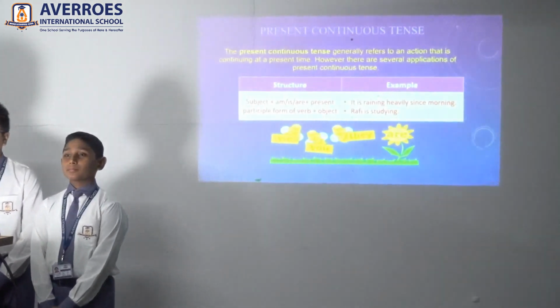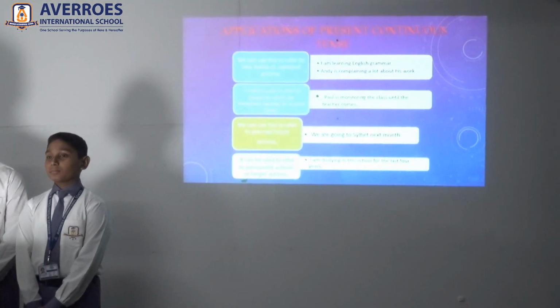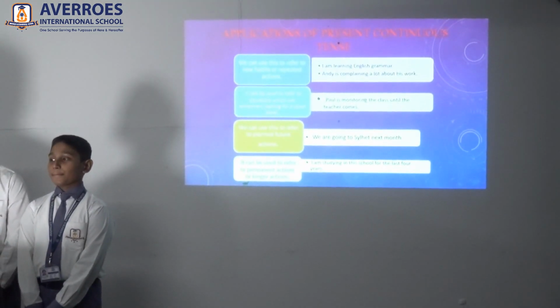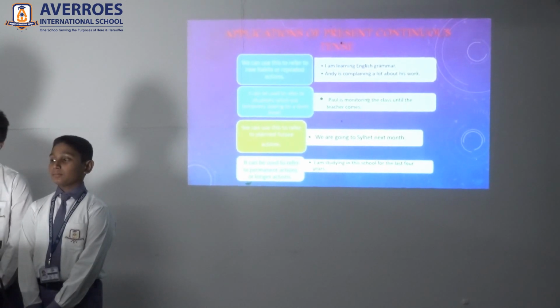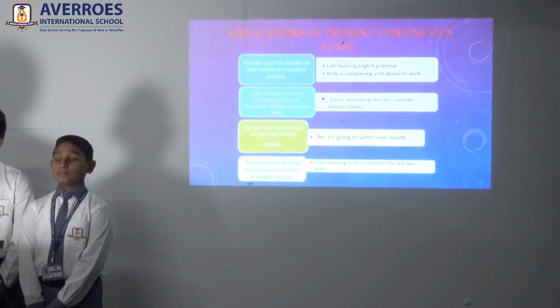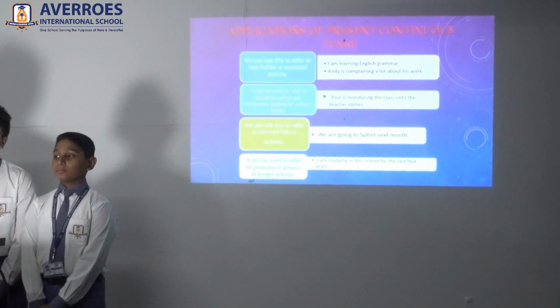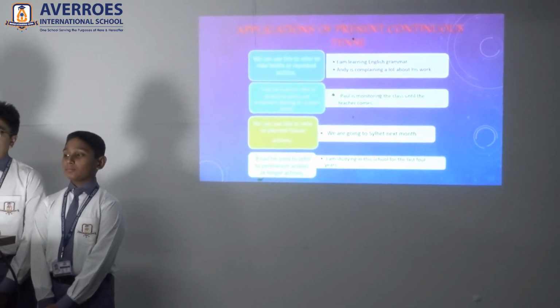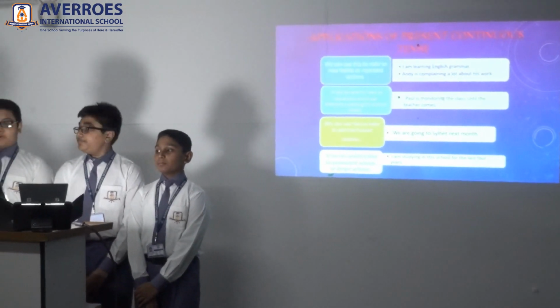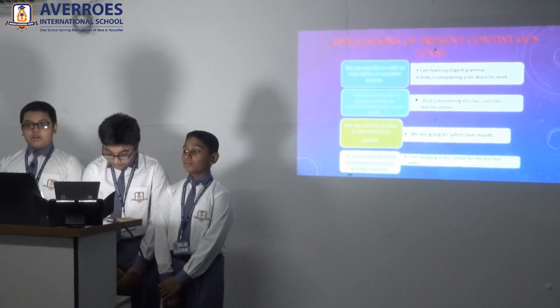There are 4 applications of present continuous tense. Application number 1. We can use this to refer to new habits or repeated actions. For example, I am learning English grammar. Application number 2. It can be used to refer to situations which are temporary. For example, Paul is monitoring until the next teacher comes.